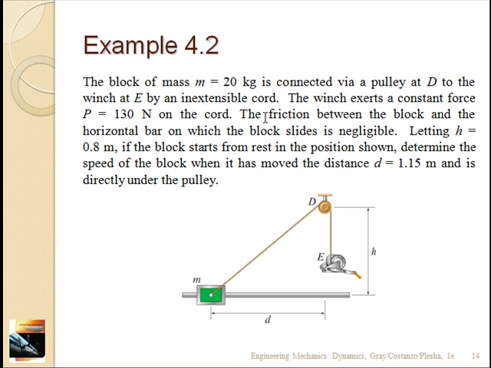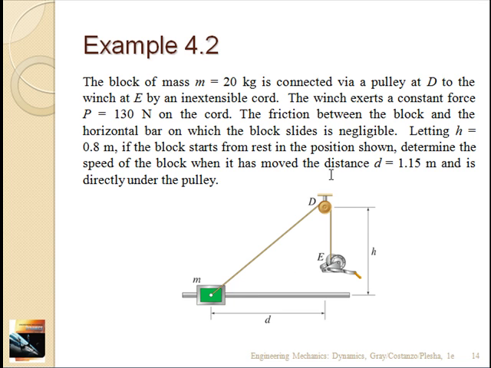Second example is a pulley system. Okay, so a block of mass 20 kilograms is connected via this pulley to a winch right here. The winch exerts a constant force of 130 newtons on the cord. So there's 130 newtons here. That tension will be transmitted to here. We'll assume no friction here, no stretching of the rope, but there is friction here. Okay, so the friction between the block. Oh, there is. We'll ignore friction there.